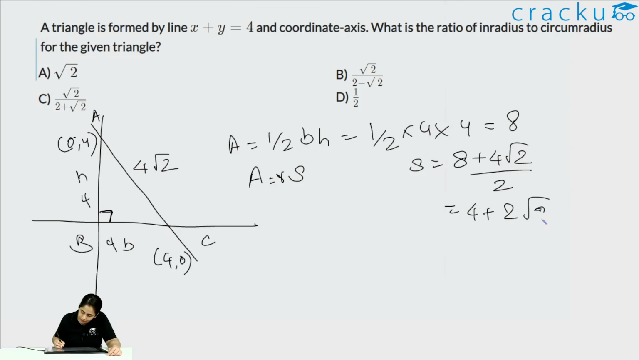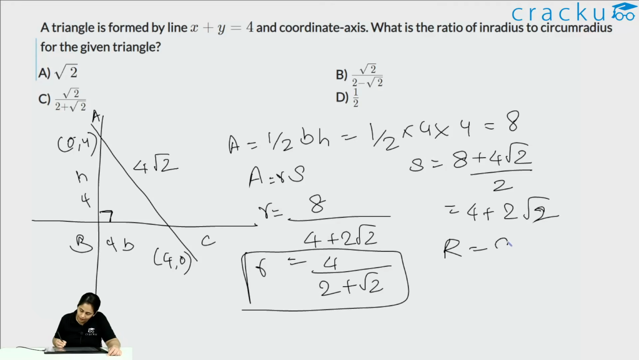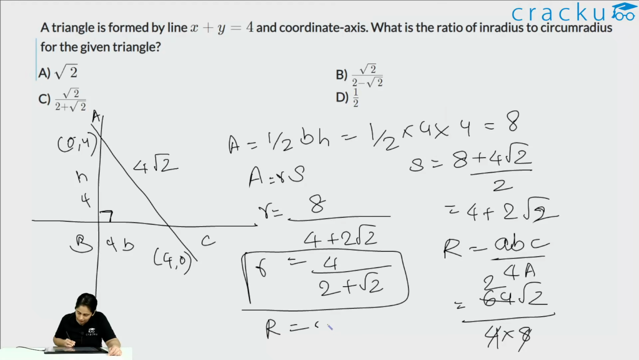Now I have the semi-perimeter also. So using that, can I find out the inradius? Inradius would be 8 divided by 4 plus 2 root 2. If I cancel out, this is 4 divided by 2 plus root 2. This is the inradius. Can I also use the area formula to calculate the circumradius? So by the area formula, R is equal to abc by 4A. So this is 4 into 4, 16 into 4 root 2, so that is 64 root 2 divided by 4 times A, which is 8. So this is 64 root 2 by 32, which is 2 root 2. So capital R is 2 root 2.